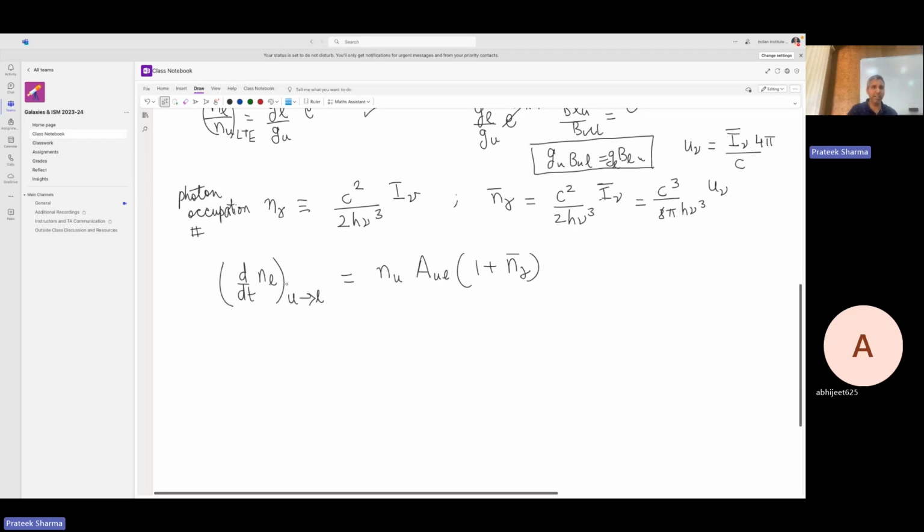Now, if we write these equations in terms of just the photon occupation number, they become simpler. This is how it looks, instead of those u nus and so on floating around. We wrote the same equation here.